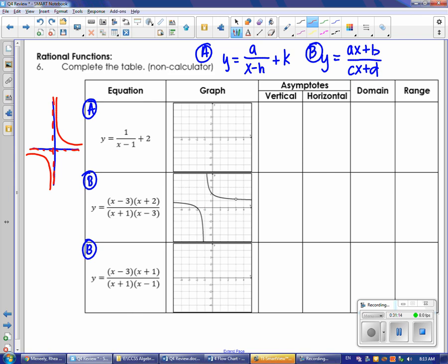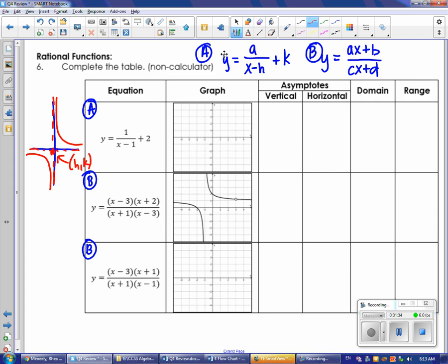My H value, again, is going to shift the graph left and right. So it's going to shift my vertical asymptote left and right. And the K value, which shifts the function up and down, is now going to shift my horizontal asymptote up and down. One of the things that I think is helpful when I'm graphing these is to note that the point where my two asymptotes intersect corresponds to the H and K values.